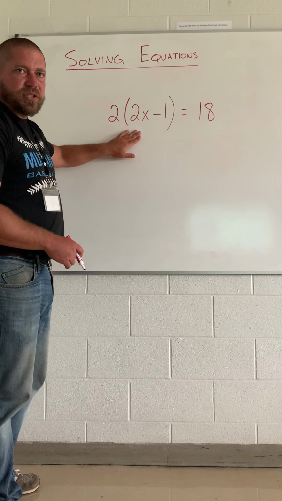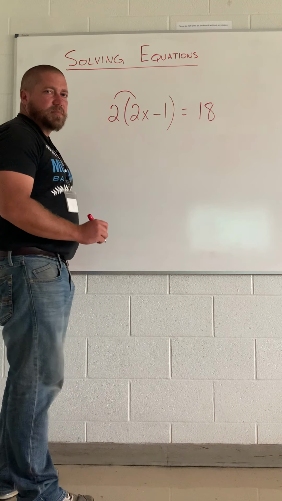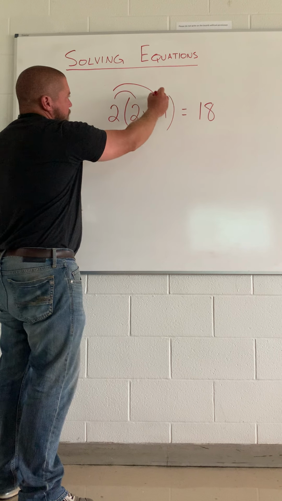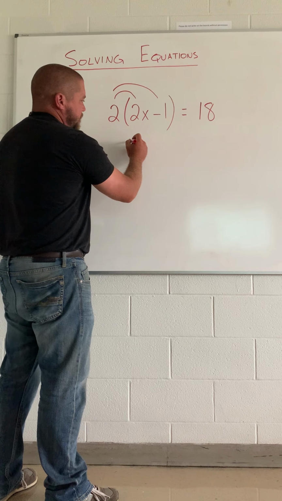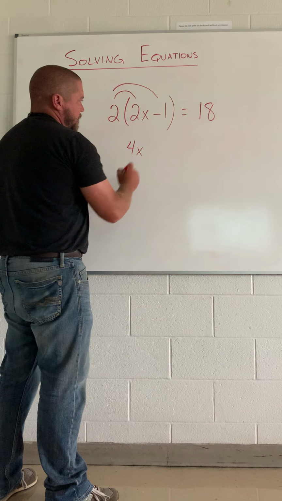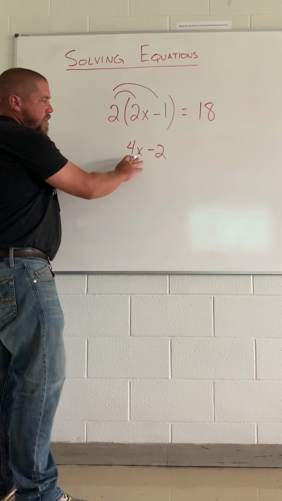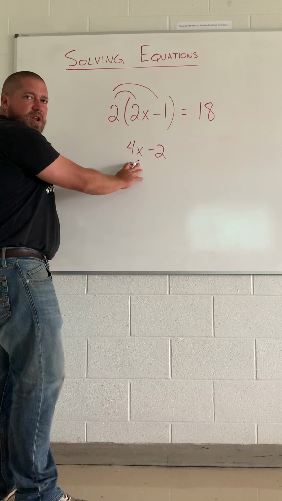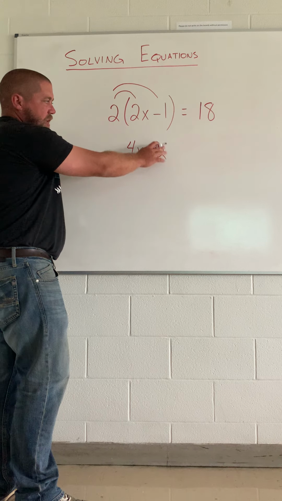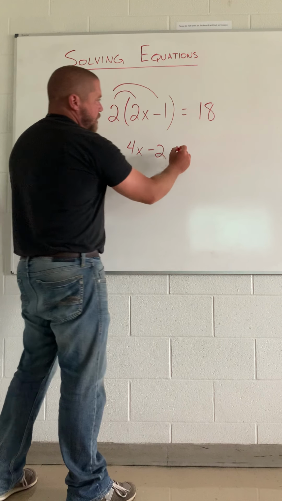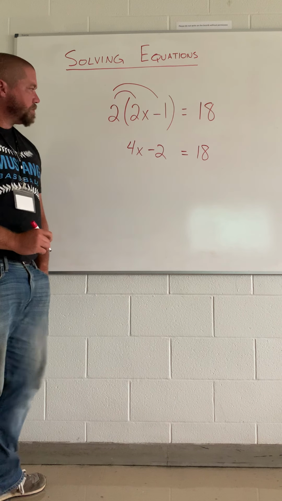The left side of our equation, we can distribute our 2. So we can multiply 2 times 2x. We can multiply 2 times negative 1. 2 times 2x is going to give us 4x. 2 times negative 1 is going to give us negative 2. So this side is now simplified because we know that we can't combine a variable with a constant. So that's as simplified as I can get. On the other side of the equation, we already said that 18 is simplified.